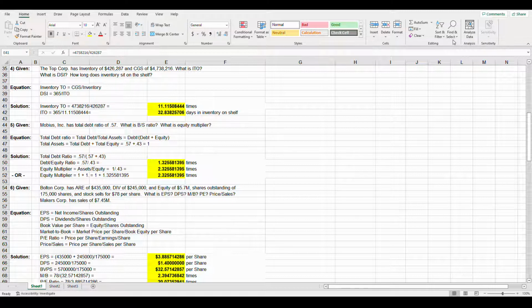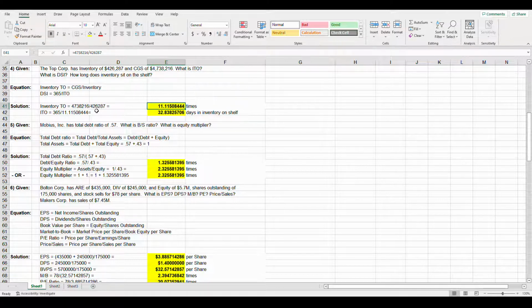So the solution, inventory turnover is $4,732,216 cost of goods sold divided by inventory of $426,287, and I get an inventory turnover rate of 11.12 times. Again, dollars divided by dollars, the units are in times. So I turn that inventory over 11.2 times per year.